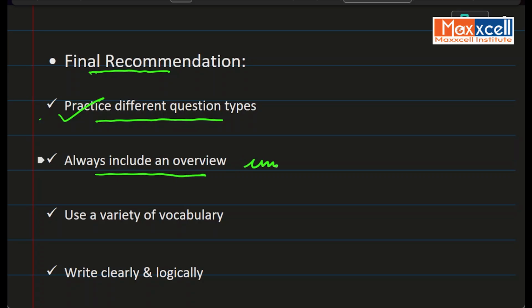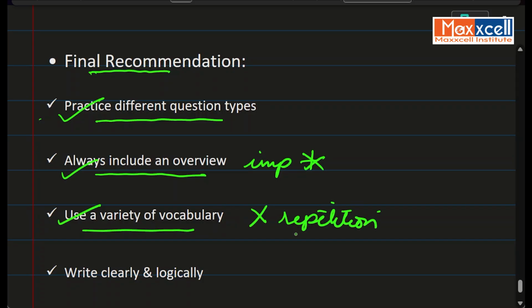So this is important. Okay, so I am highlighting this. Do watch the video again to see how to write an overview. It will be very good for you to score high. So you will score definitely high if you are writing an overview, and then definitely after that, use a variety of vocabulary. So this is something which is required, no repetition. So there should be no repetition of words.